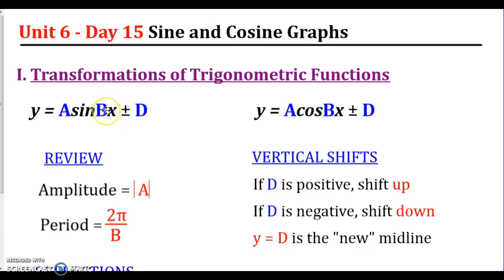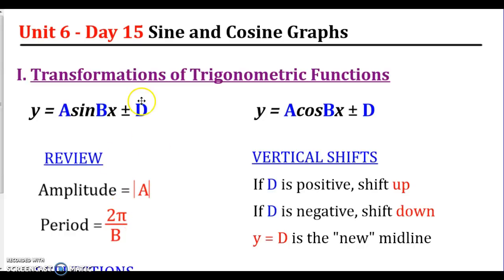The B value, the number that is attached to the X, that's going to help us discover the period of the function. How far does it travel before we repeat? The formula again is 2 pi over B. So if our B value is, let's say, 3, our period would be 2 pi over 3.